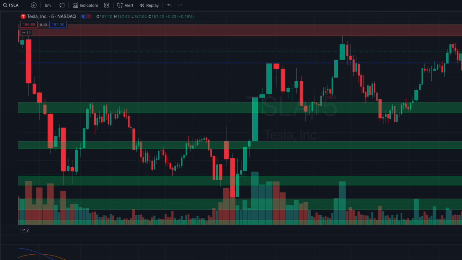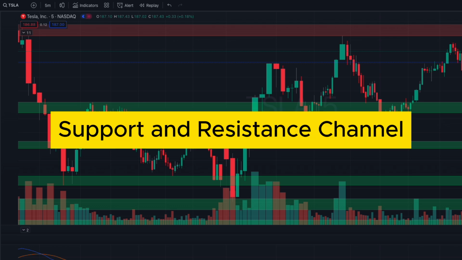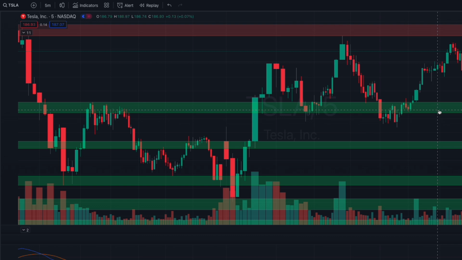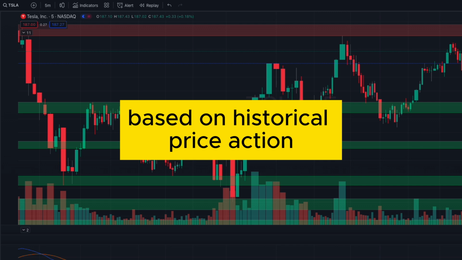The next indicator that I would like to share with you is called Support and Resistance Channel. This tool automatically plots support and resistance levels on your chart, making it easier to identify key levels. The Support and Resistance Channel draws horizontal lines representing support and resistance levels based on historical price action.